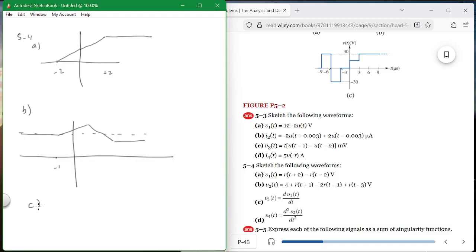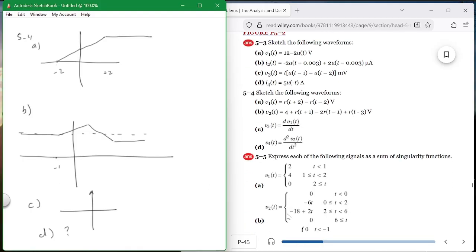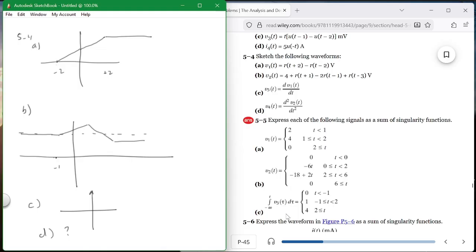C, derivative of u(t). Well, in that case, it's just the Dirac delta, which is that. And the second derivative, I don't know. I do not know how to graph that. So you can wonder about whether or not your professor's any good or not. I don't know all these answers. And that one's not in the back of the book, so I really don't care.